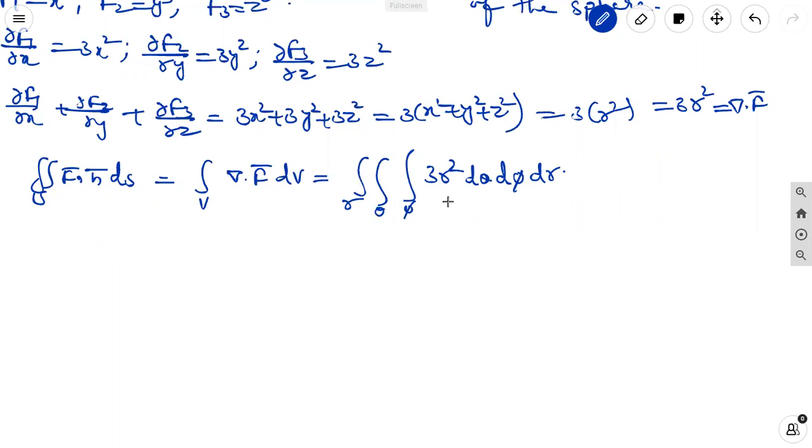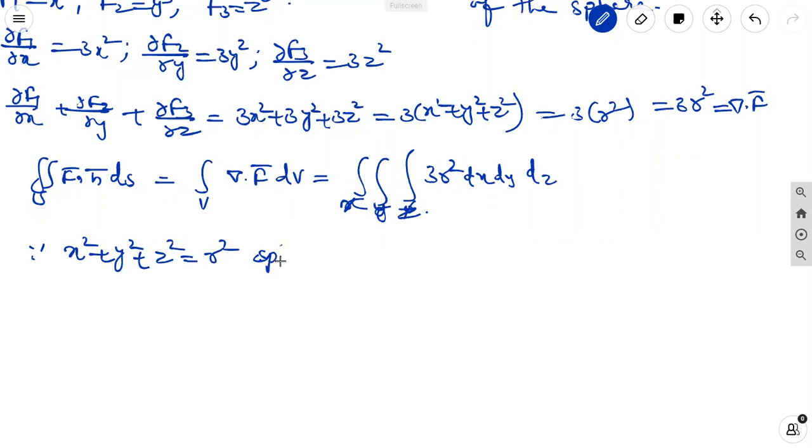But here we can take dx, dy, dz. First we take the x limits, y limits, z limits. After the conversion, dx, dy, dz equal to what? Here, x square plus y square plus z square is equal to r square. It is the sphere equation. This is the sphere surface. When it is a sphere surface, we can convert into polar coordinates.